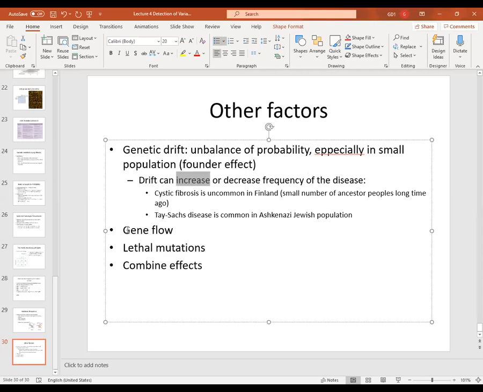And also we have gene flow. That means people with the genetics of one population move to another population and introduce a new mutation into the new population. Or a lethal mutation, meaning the embryo cannot develop to full term and no baby can come out, or somehow the person is infertile and cannot have offspring. And very important is the combined effect.